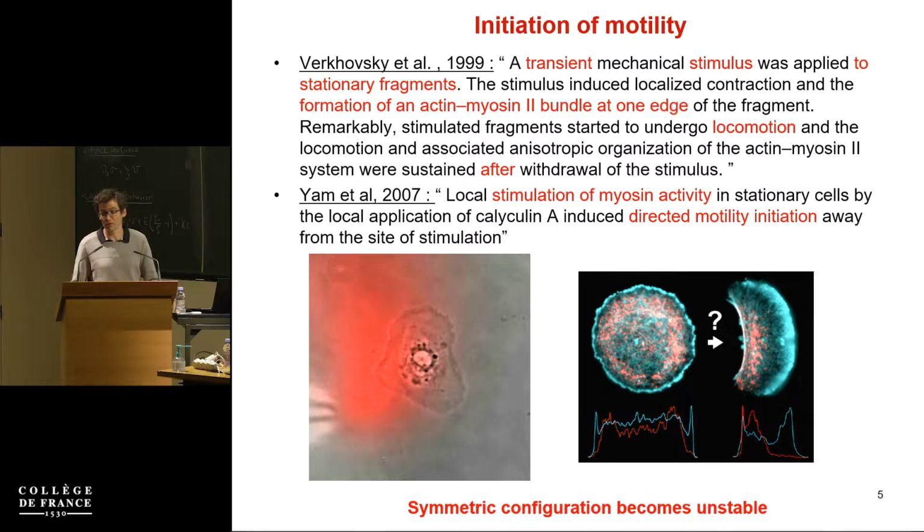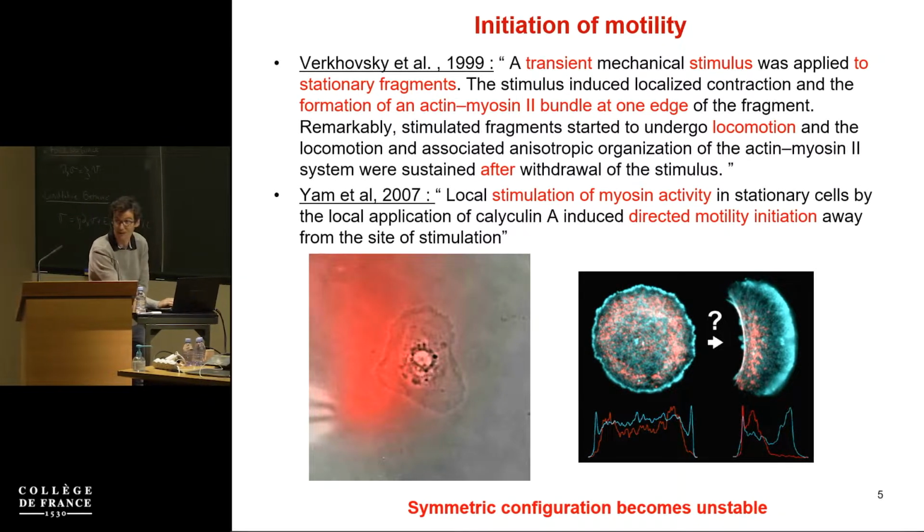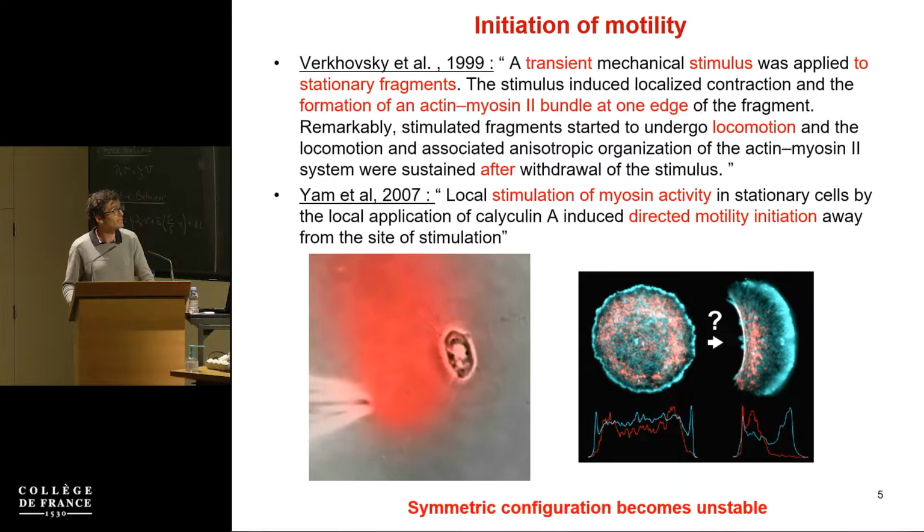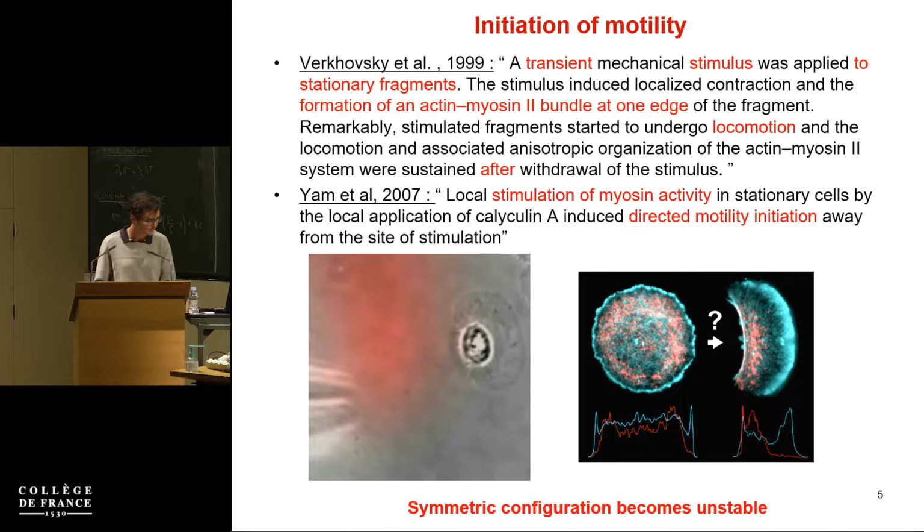And there are more recent experiments in the group of Julie Thériault. This is a paper of Patricia Yam here, where you can initiate the same instability with calyculin A, which is a drug which promotes motor contraction, and you see that upon application of calyculin A, you have formation of a spontaneous symmetry breaking. The symmetric configuration becomes unstable, and the cell starts to move.